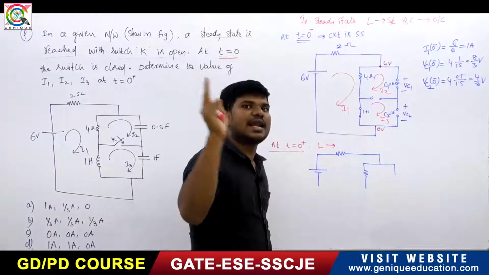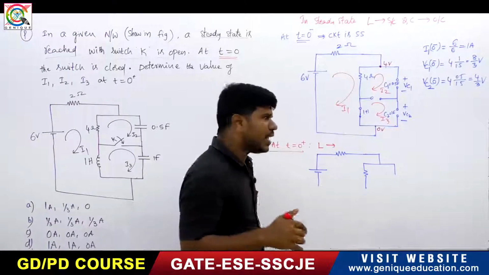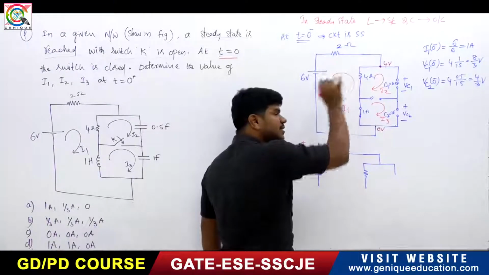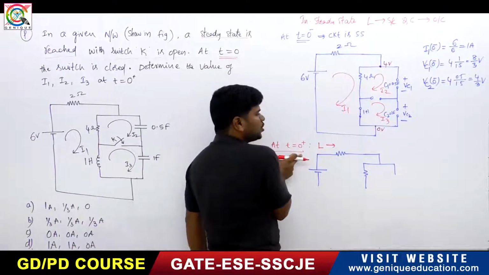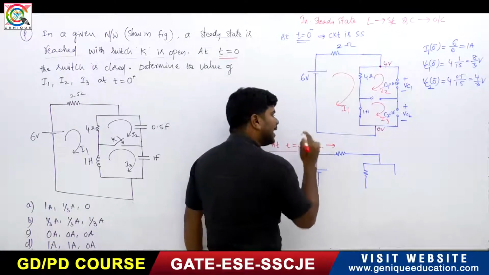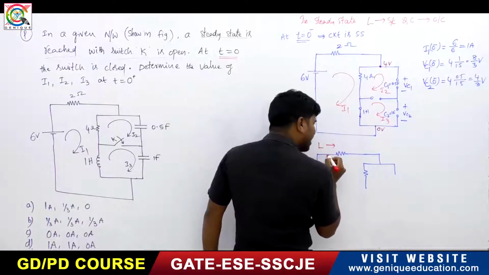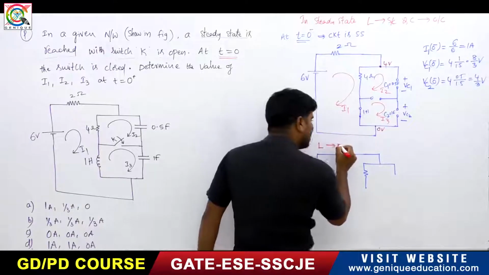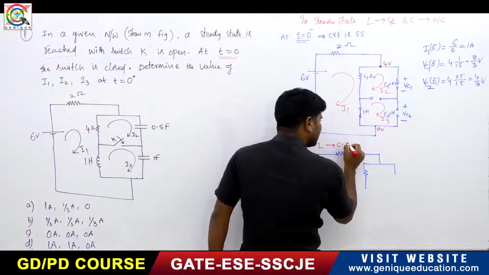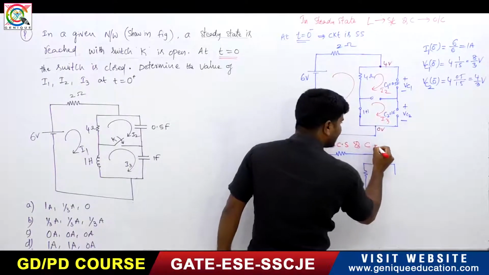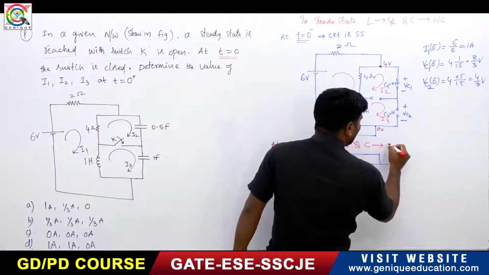So whenever there are energized capacitors or inductors, at t equals 0 plus, what will it be? The inductor is replaced by a current source and the capacitor is replaced by a voltage source.